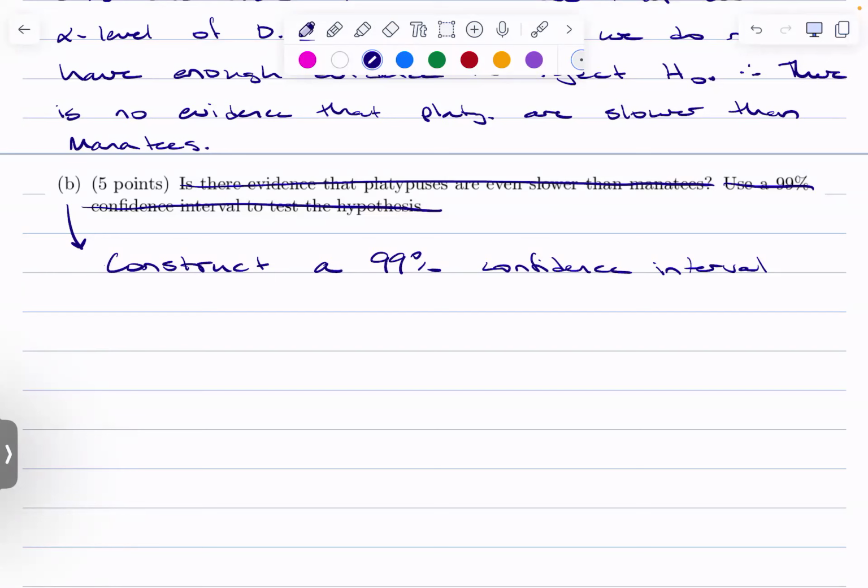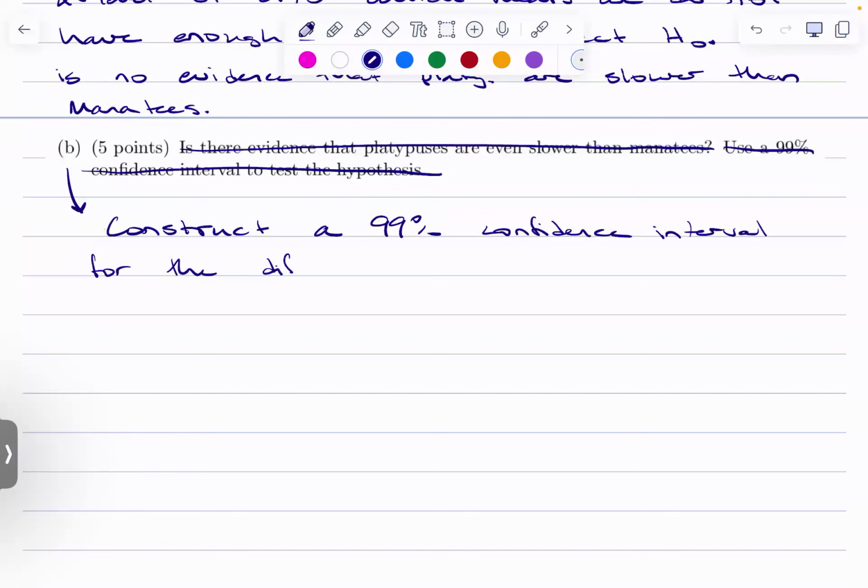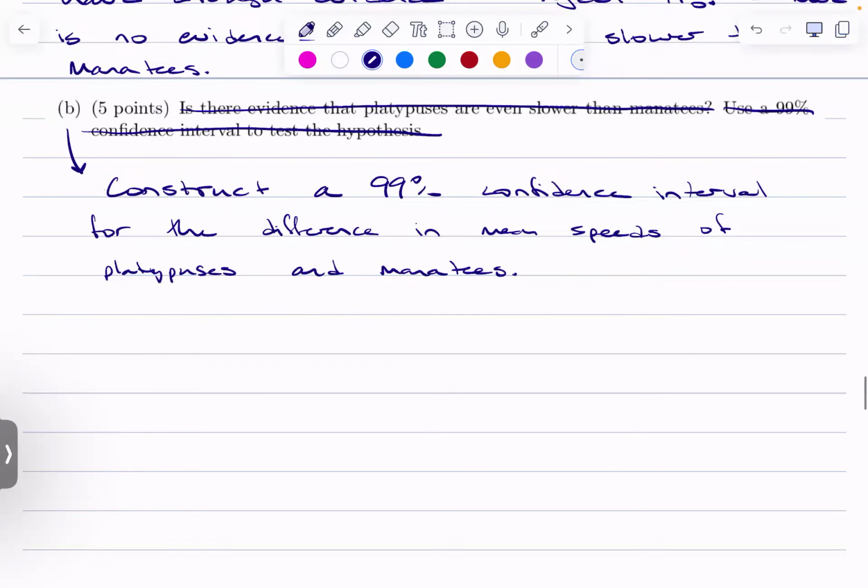construct a 99% confidence interval for the difference in mean speeds of platypuses and manatees. There. We can do X1 bar minus X2 bar plus or minus a T star critical value times that same square root.